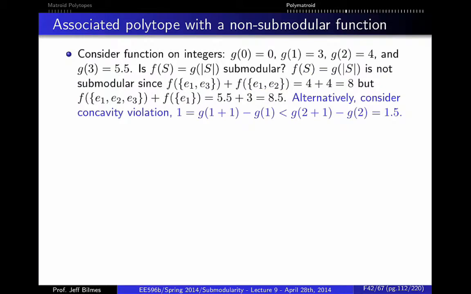Another way of seeing this, a very simple way, is to look at the violation of concavity. If this was a concave function, we would have true diminishing returns. So g of 2 minus g of 1 is equal to 1, right? Because 4 minus 3 is equal to 1. But g of 3 minus g of 2 is equal to 1.5. And it's a violation of what was required for a concave function, because the increment in a concave function can only be diminishing, but here it's actually going up. So this can't work.